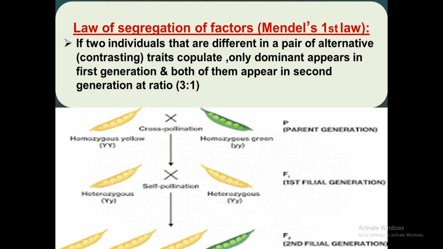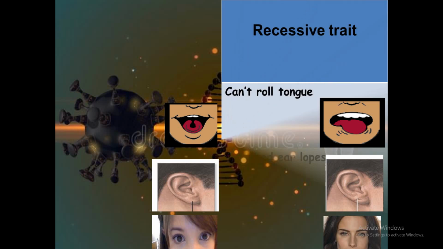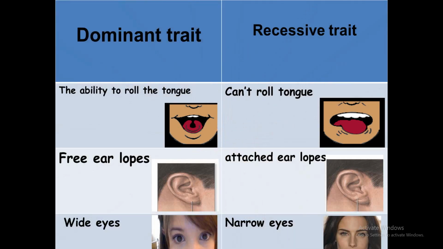As shown in the figure, a yellow pea plant seed is crossed with a green pea plant seed. Look at the first generation. All pea plant seeds are yellow. Why? Because yellow is a dominant trait. In F2, or the second generation, it's 75% or 3 yellow and only 25% or 1 green. Why? Because the yellow seed is the dominant trait while the green seed is recessive. So we have two types of trait, which are dominant and recessive.